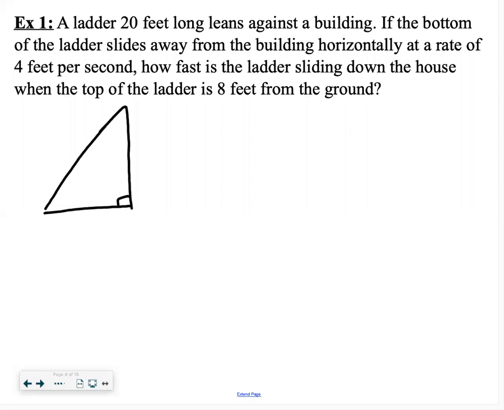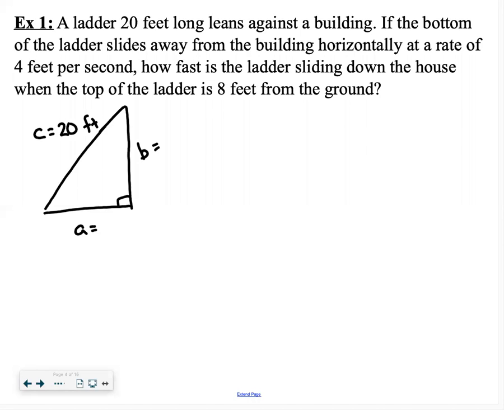Now this ladder is 20 feet long. So we're going to start to label. We've got a right triangle here, so I'm going to label A, I'm going to label B, I'm going to label C. Now this ladder, it says, is 20 feet long, so the ladder itself is 20 feet. So it looks like this side of the triangle is going to be 20 feet. Let's see what else they give us.